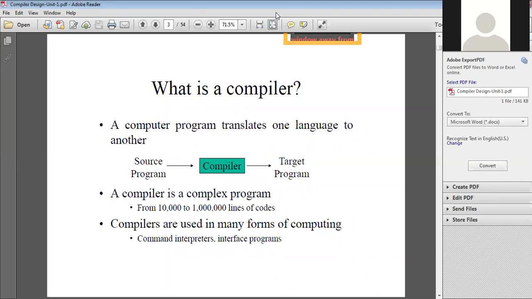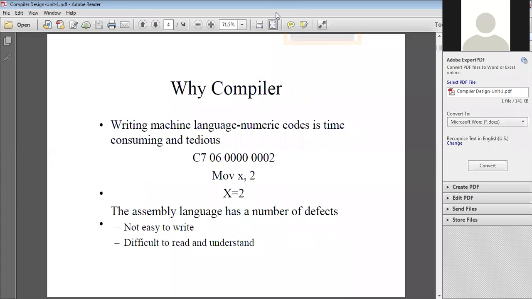A compiler is a complex program. The compiler itself is a complex program because it is a system software, like the operating system. The operating system is also called a system software. Compilers, interpreters, assemblers all come under the category of system software. So the compiler is also one category of system software. Compilers are used in many forms of computing. What are the different computing forms? Command interpreters, interface programs. The compiler is just converting the source program into machine language.